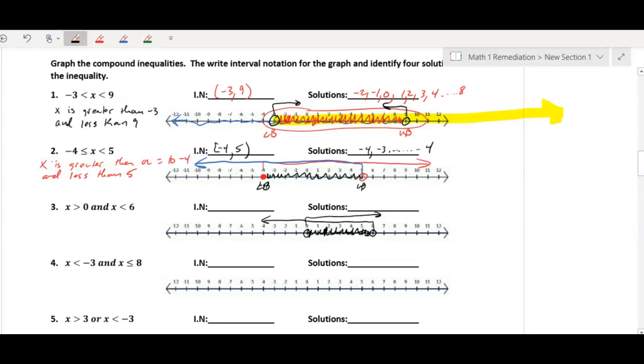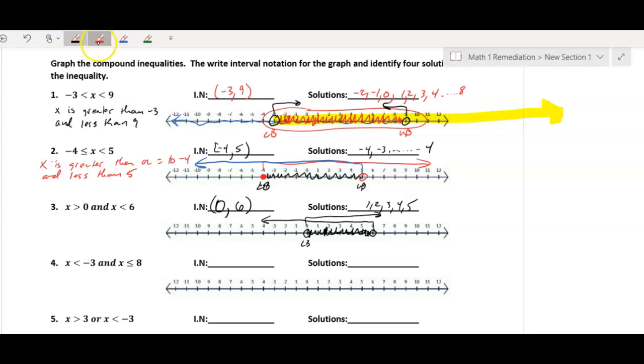My interval notation here, my lower bound would be 0. My upper bound would be 6. Because I'm not equal to, it would be round brackets. Solutions would be any of the numbers in the shaded region, 1, 2, 3, 4, 5, right? And anything between 5 and 6 and 0 and 1.